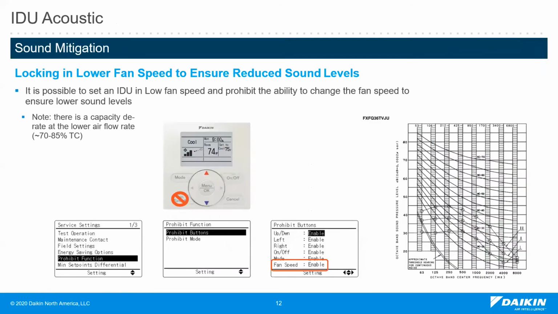Another noise mitigation tip is that it is possible to set the indoor unit fan at low speed and then prohibit the changing of the setting in the service setting at the T-stat. Note that this will result in the capacity derate of the indoor unit at the lower airflow rate.